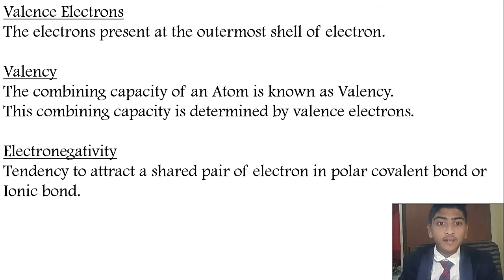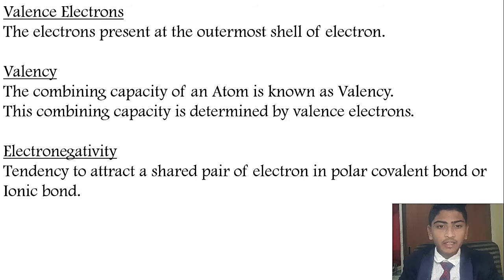Next, valency. Valency is the combining capacity of an atom. This combining capacity can be determined by valence electrons. Valency means it is just the power to combine with another atom. This capacity can be told by valence electrons. Next, electronegativity. These are the three terms: valence electron, valency, electronegativity. These are the main terms that we will come across in chemical bonding.